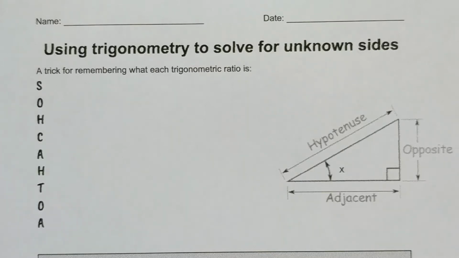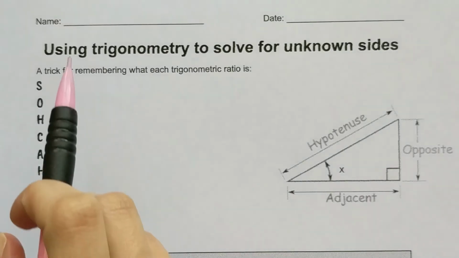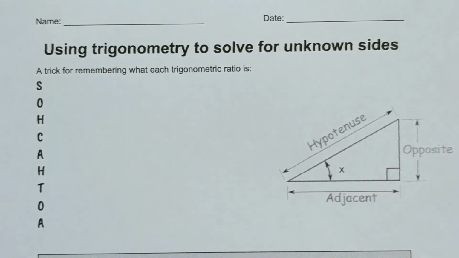Hey everyone! In today's video, we're going to talk about how to use trigonometry to solve for unknown sides. Before we get into that, let's just review what SOHCAHTOA stands for. Remember, SOHCAHTOA is an acronym that you can use to remember your three trigonometric ratios.